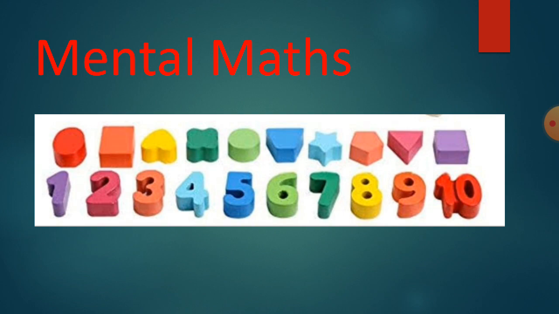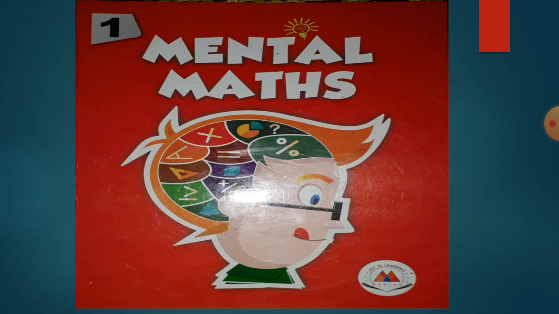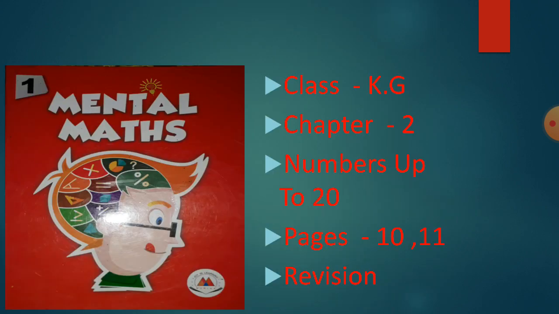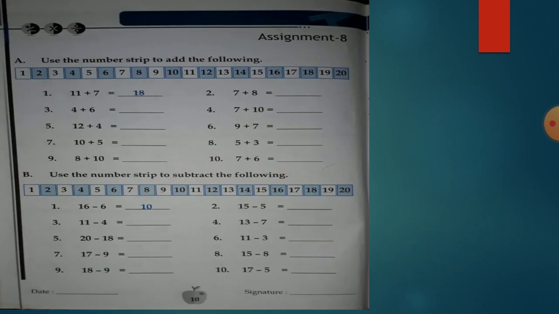Okay? So let's start. Children, take out your mental maths book. Chapter 2, numbers up to 20, pages 10, 11. Okay? Now children, we will be doing mental maths, page 10. So open this page.